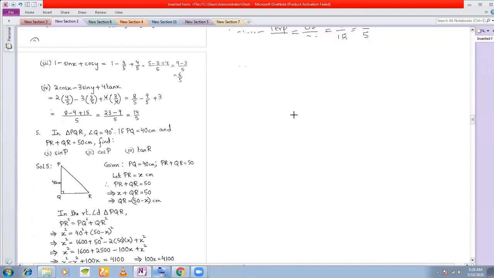In triangle PQR, angle Q is 90 degrees, PQ is 40, and PR plus QR is 50. Find, first question is sin P, next question is cos P, third question is tan R. Just draw the diagram.